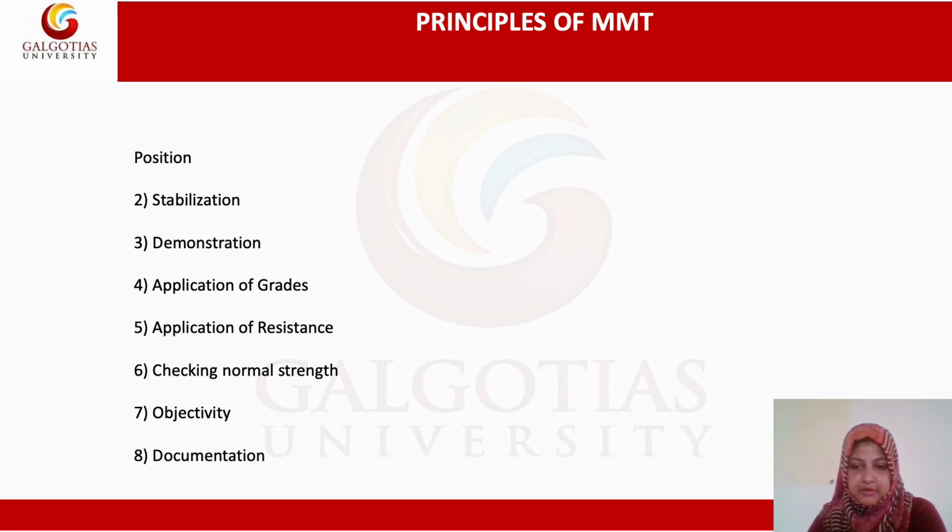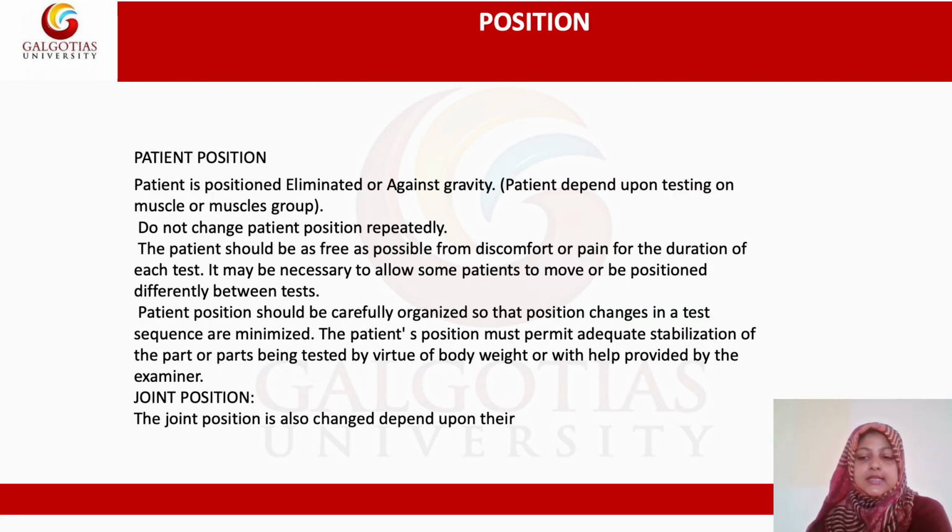Principles of MMT, the manual muscle test. The principles of manual muscle testing are positioning, stabilization, demonstration, application of the grades, that is, which scale you are going to use for the grading technique, application of the resistance, checking of the normal strength, objectivity, and documentation or record maintaining. All these are the principles of the manual muscle test. So let us discuss one by one.